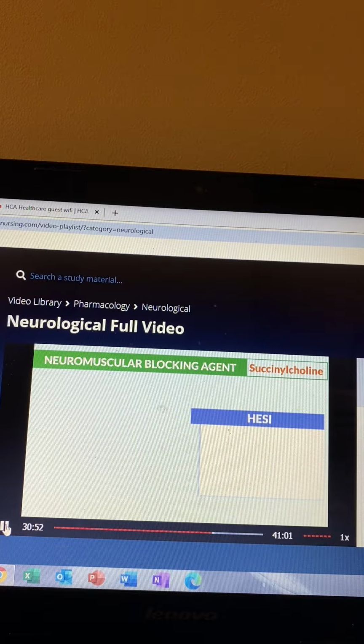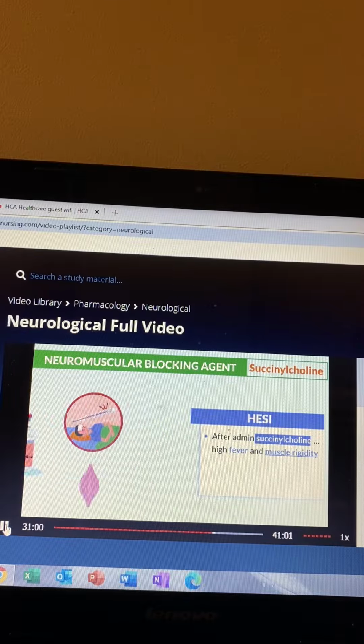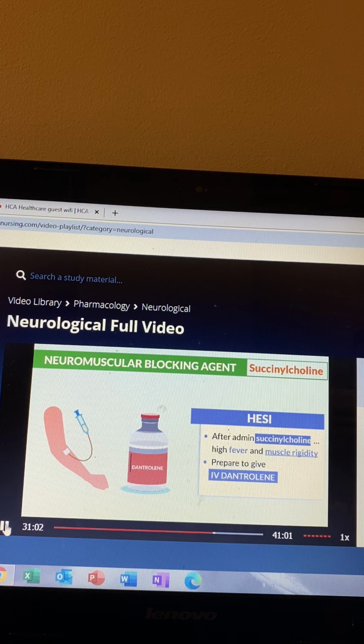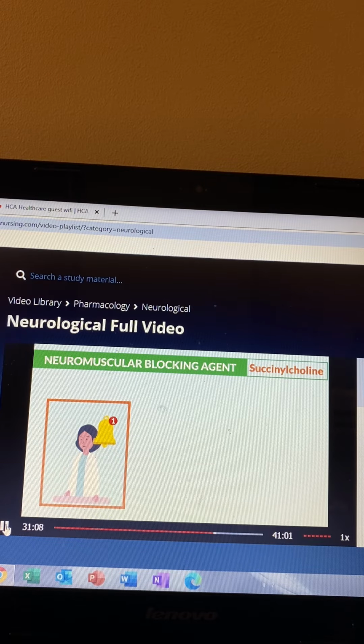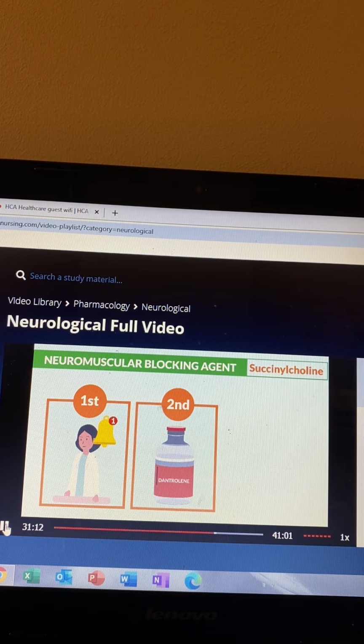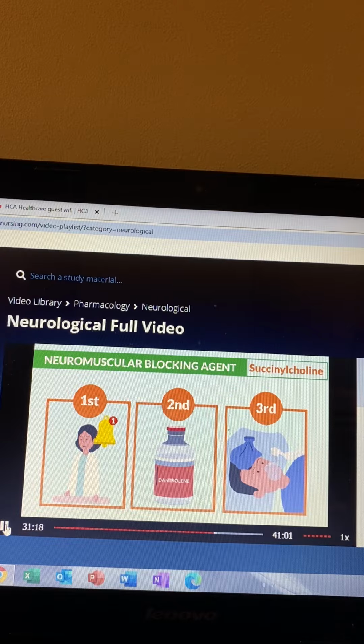So the HESI actually asks a question about this. After administration of succinylcholine, the patient experiences a high fever and muscle rigidity. The correct answer was to prepare IV dantrolene. Now, 60% of the students got this question wrong. So again, remember, we notify the HCP first, then we also prepare dantrolene for malignant hyperthermia. And lastly, we use cooling measures.